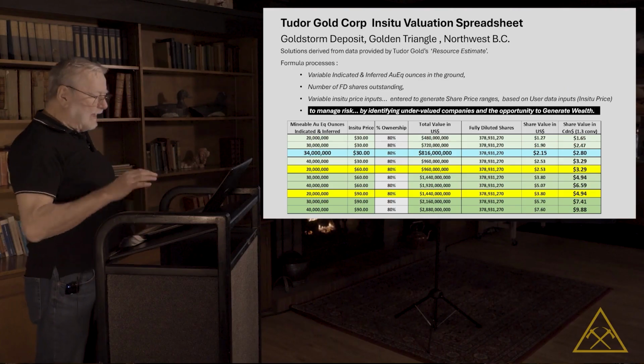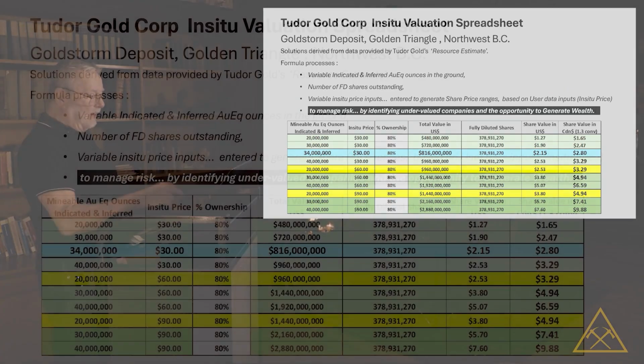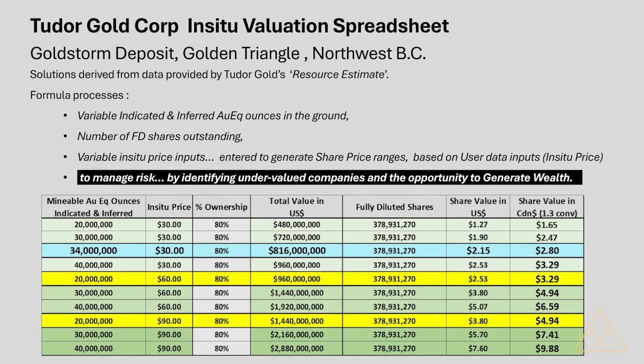$2 gold. This is what we're going to be talking about through this video, how you build a spreadsheet as you're seeing here. And it uses gold equivalent ounces, indicated and inferred. This is a resource, not a reserve. So in order to build this, you're going to need a resource estimate, the latest one possible, and it's basically usable until they move to a higher level of evaluation, which would be a preliminary economic assessment or a pre-feasibility study.